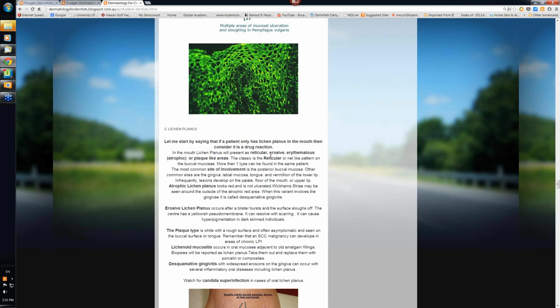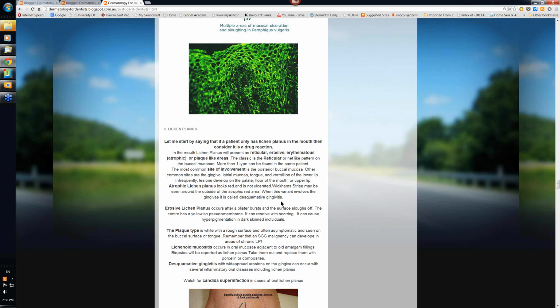Now, we've said the reticular, the erosive, the erythematous or atrophic, or the white plaque-like things like leukoplakia. The most common site is the posterior buccal mucosa, but note, these are the other sites: the gingiva, the labial mucosa, the tongue, the vermilion of the lower lip. Infrequently lesions on the palate, floor of the mouth, and upper lip. So gingiva as well.